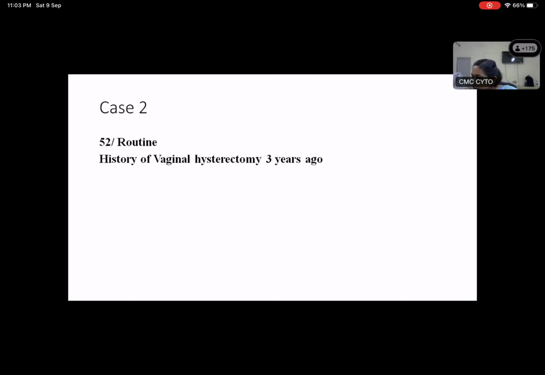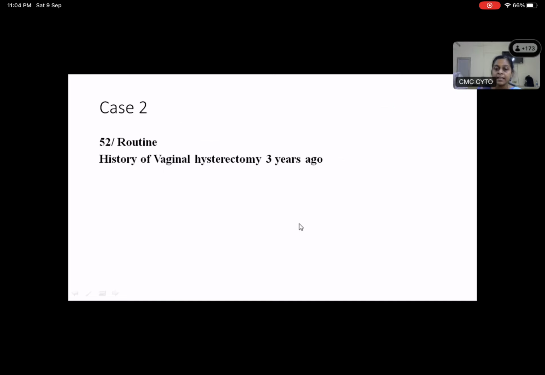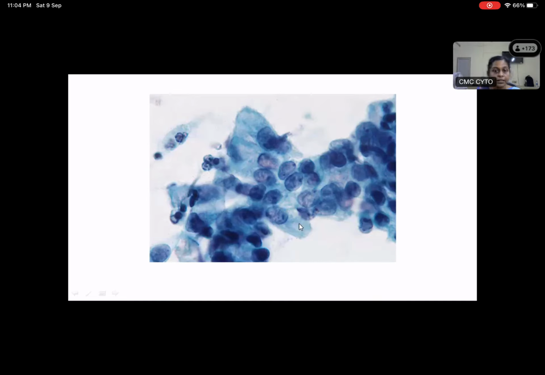All right. So, Rajiv, this is a 52-year-old lady. I'm giving you a history of vaginal hysterectomy. Three years ago she's had a hysterectomy. What are these cells? Are they squamous cells or glandular cells, or what are they? This is actually a vaginal smear. This is not a cervical smear, isn't it? She's had a hysterectomy, so it is a vaginal smear.